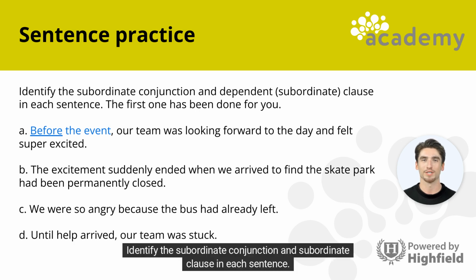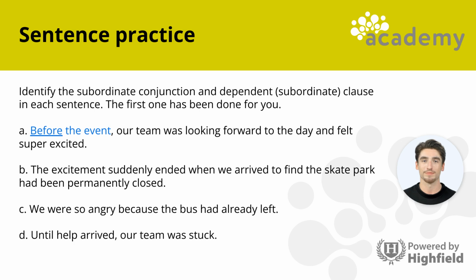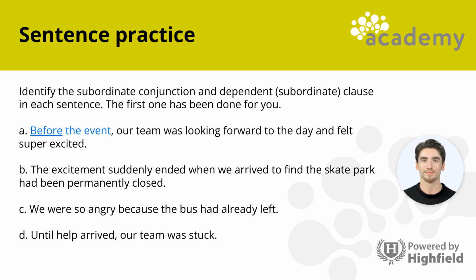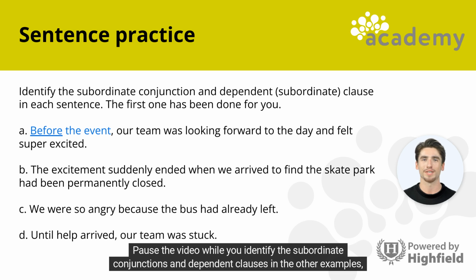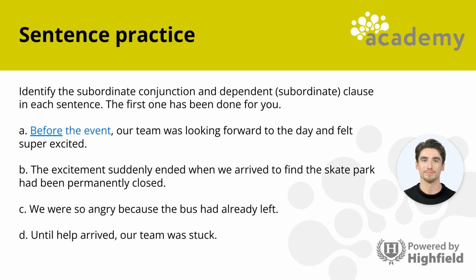Identify the subordinate conjunction and subordinate clause in each sentence. The first one has been done for you. In the first sentence, the subordinate conjunction is before, and the dependent clause is before the event. Pause the video while you identify the subordinate conjunctions and dependent clauses in the other examples, then press play when you're ready to continue.